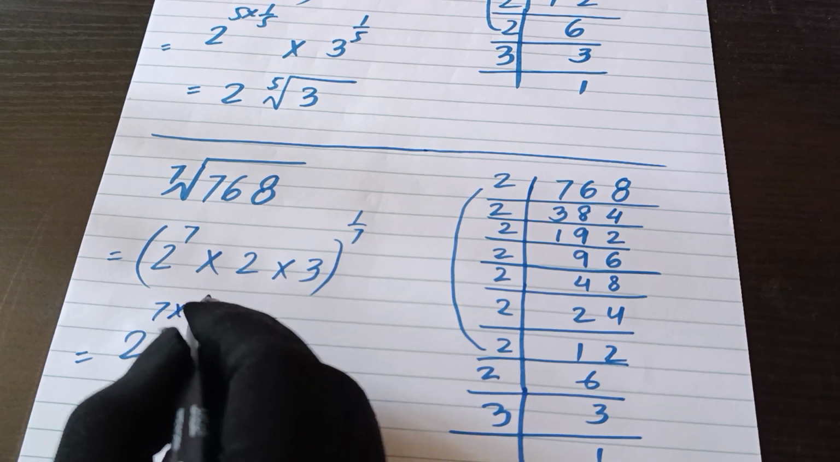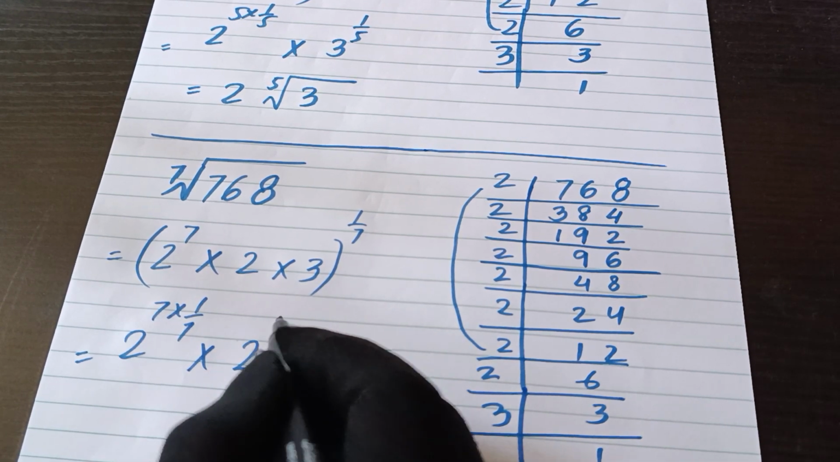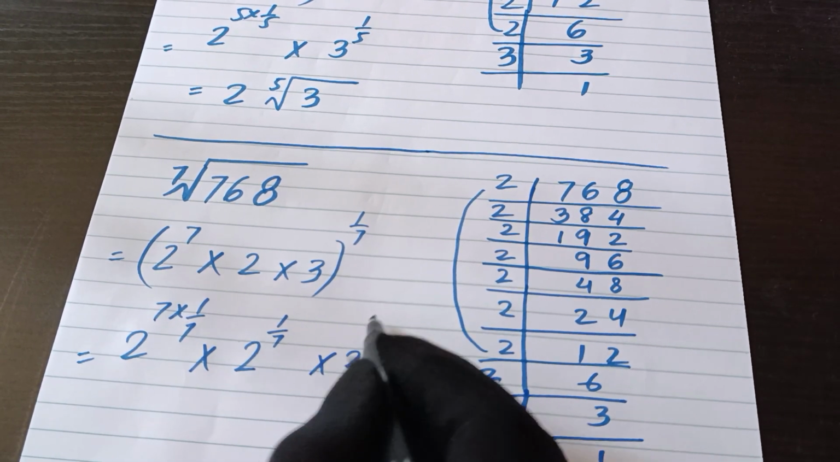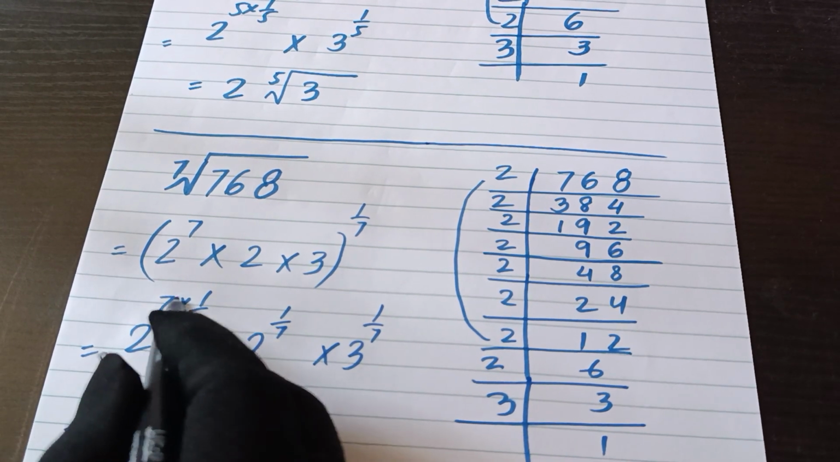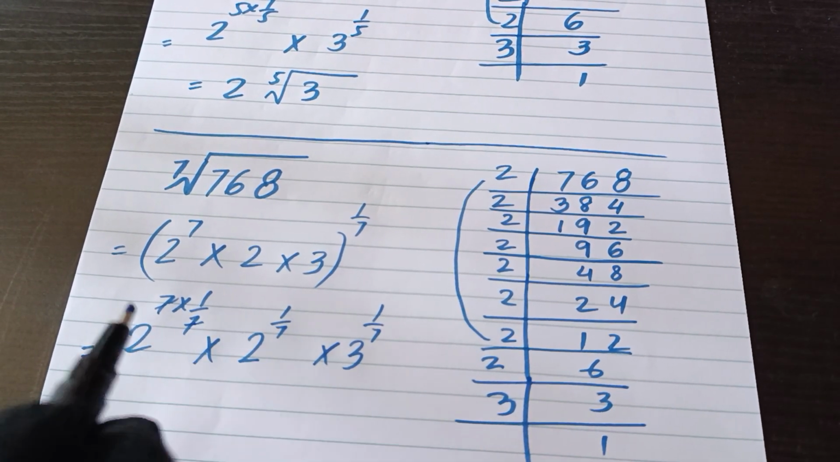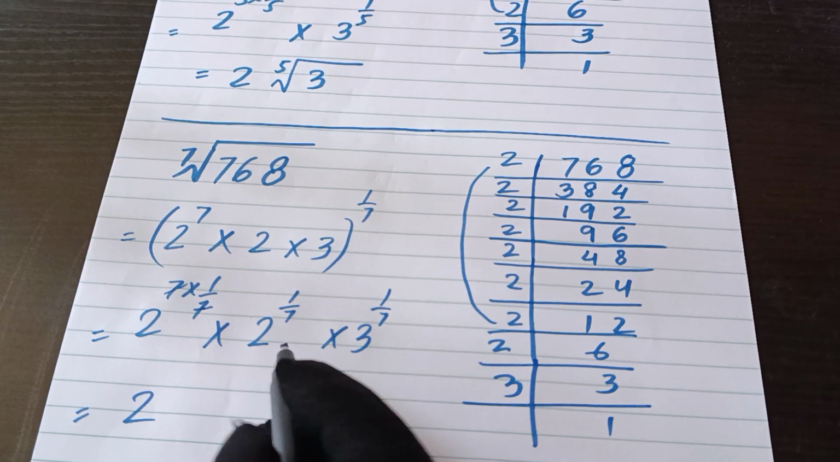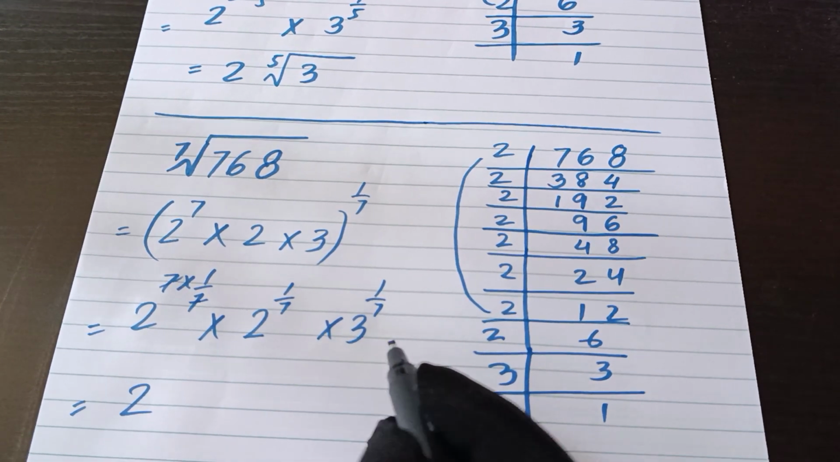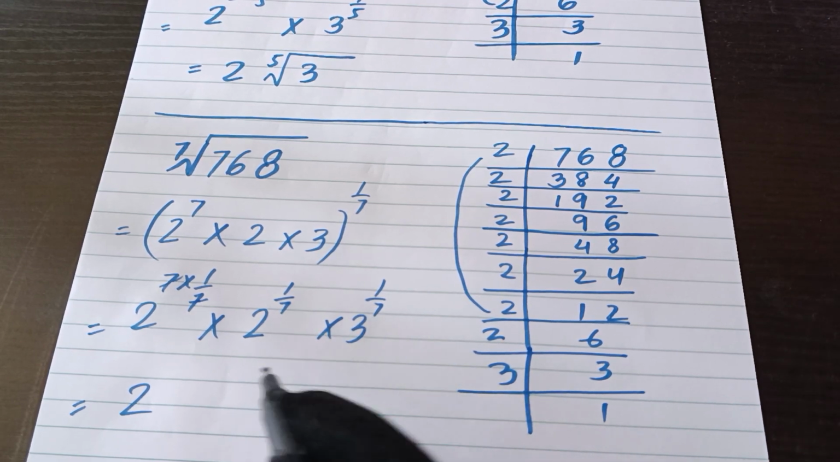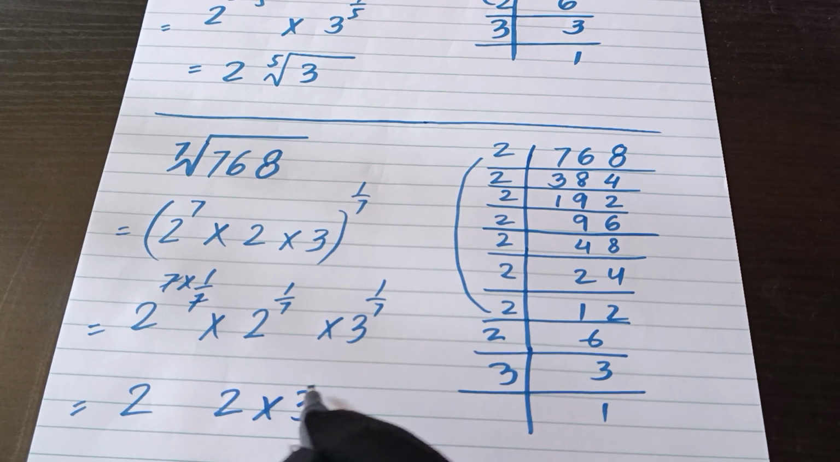2 power 7 to the 1 by 7 is 2 power 1 by 7. 3 power 1 by 7. The 7 and 7 cancel, meaning this one is free from the root. The other numbers both will stay inside. We can apply exponential laws: that the power is the same, they can be kept in the same power.